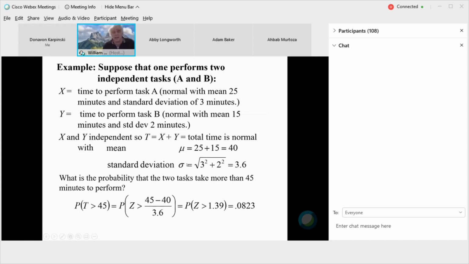Say the probability the task takes more than 45 minutes. See, the mean for the task would be 40. Now we want to see if it takes longer than 45 minutes. Again, you would compute the standard score of 45 minus 40 over 3.6, Z greater than 1.39. That can be looked up in the table, it's 0.082.